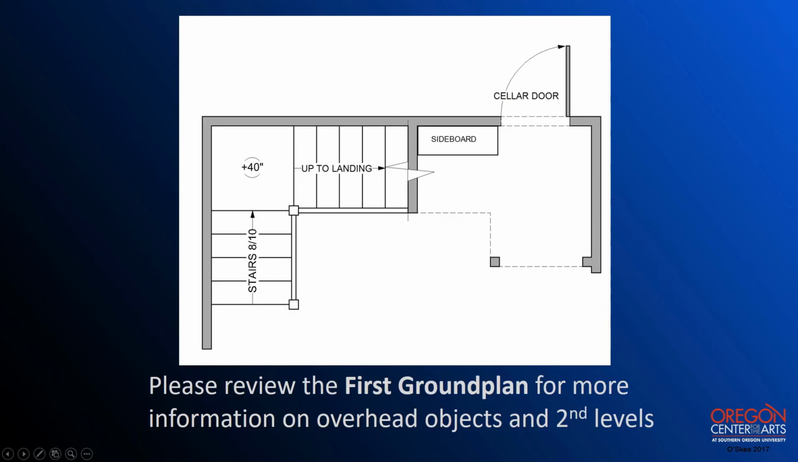So please review the first ground plan for more information on overhead objects and the second levels. There's a little section in there talking about stairs and a little landing and all that sort of thing. So if you need to review those before you do your drawings, I recommend that.